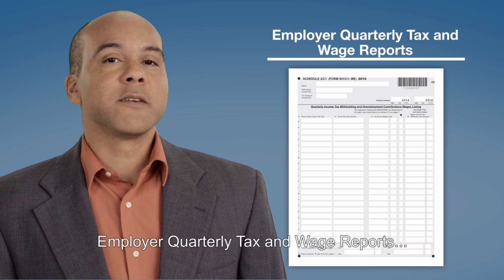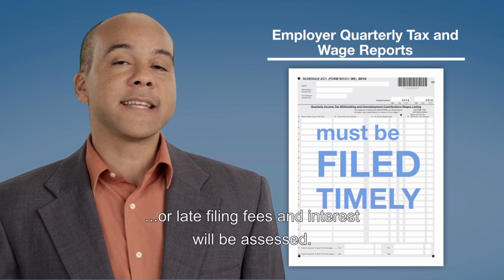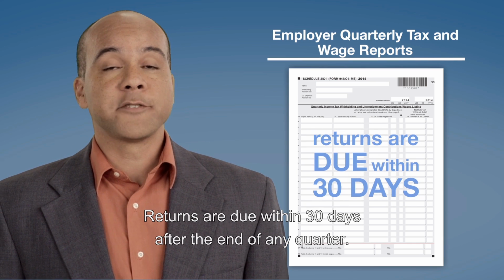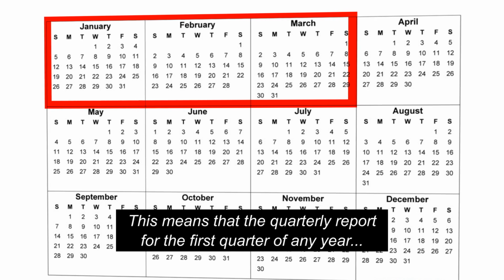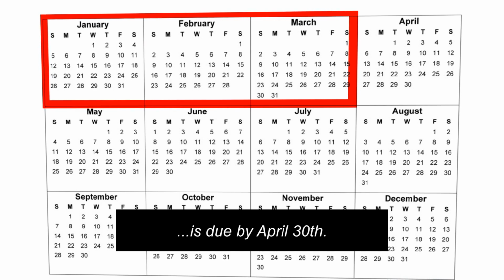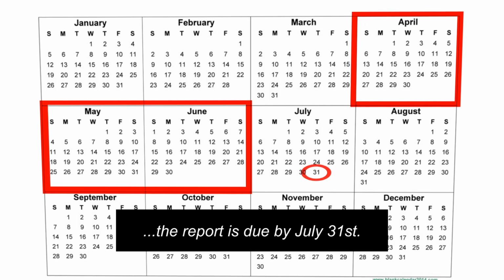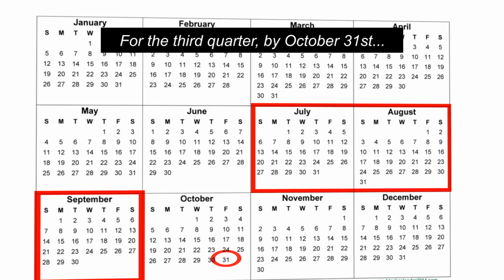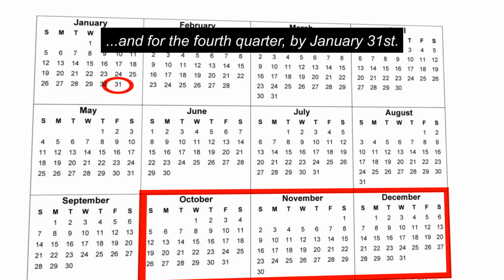Employer quarterly tax and wage reports must be filed timely, or late filing fees and interest will be assessed. Returns are due within 30 days after the end of any quarter. This means that the quarterly report for the first quarter of any year is due by April 30th. For the second quarter, the report is due by July 31st. For the third quarter, by October 31st, and for the fourth quarter, by January 31st.